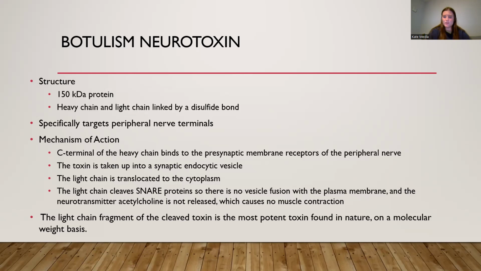So there's no vesicle fusion with the plasma membrane, and the neurotransmitter acetylcholine is not released. And acetylcholine has to do with muscle contraction. So when it is not able to be released, there will be no muscle contraction, which is the cause of that flaccid paralysis I mentioned earlier. So the light chain fragment of the cleaved toxin is actually one of the most potent toxins found in nature on this molecular weight basis.